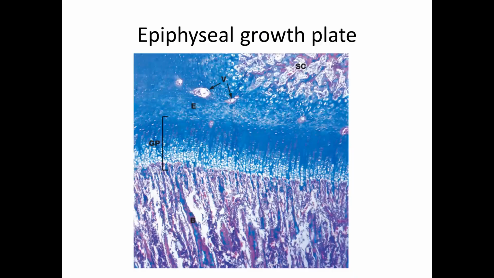Now this is a histological section, with a special stain, of the epiphyseal growth plate. This is bone, this is the primary ossification center, this is bone, the secondary ossification center, and this is the cartilage plate or the epiphyseal growth plate where the cartilage cells are dividing and increasing in its thickness. So you can see the different layers of the epiphyseal plate.